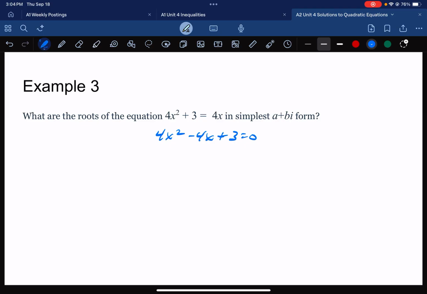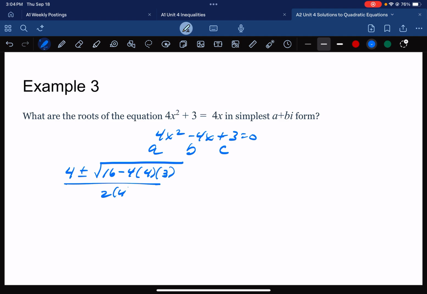So we had to move the 4x to the left, put it in standard form. There's a, there's b, there's c. We're going to go with the quadratic formula on this. So the opposite of negative 4 is 4, plus or minus 4 squared is 16, minus 4 times a times c over 2 times a. And this becomes 16 minus 48. Well, that's negative 32. So we got 4 plus or minus the square root of negative 32 over 8.